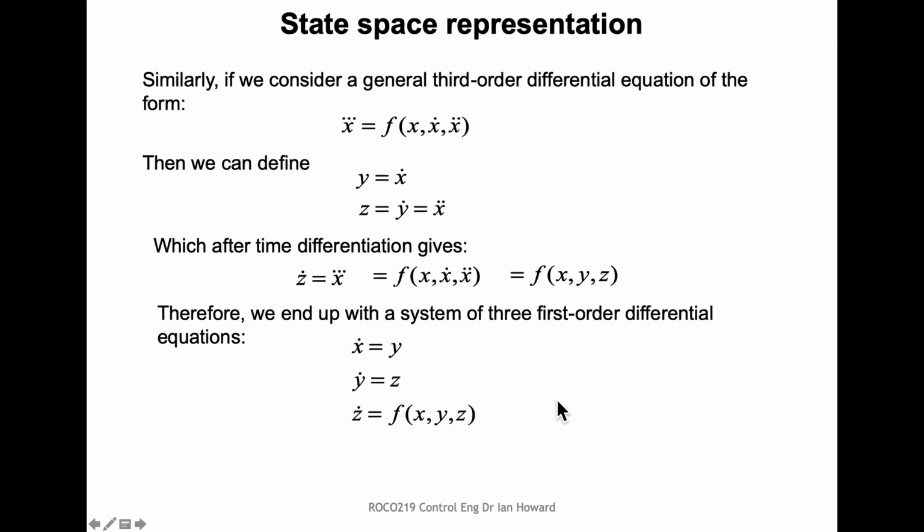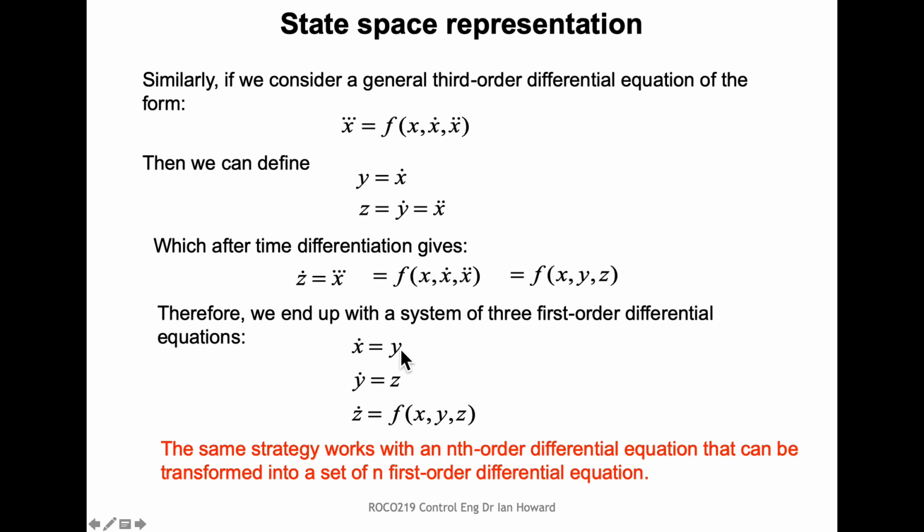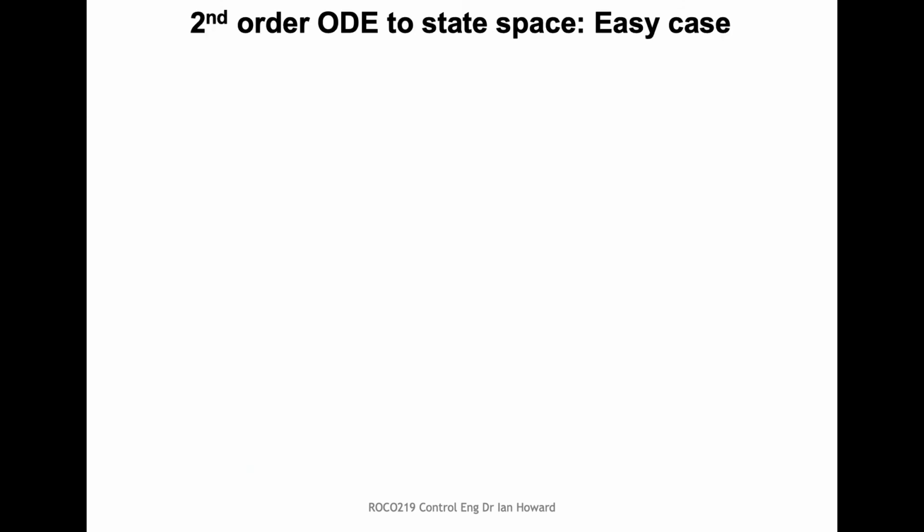And following it through, we see that now what we have is z dot equals a function of x, y, and z. In fact, we need to put, yeah, it is a function of those. Y dot equals z, and x dot equals y. So now we've split it up into 3 equations, and you can carry on to n equations with this approach.